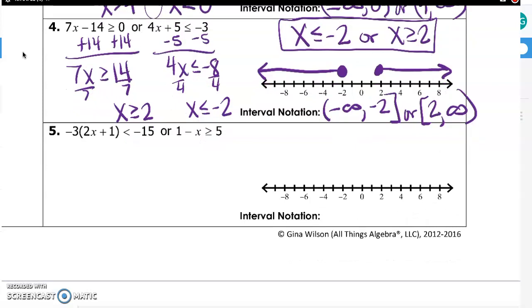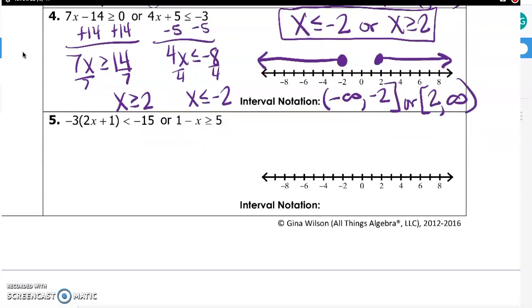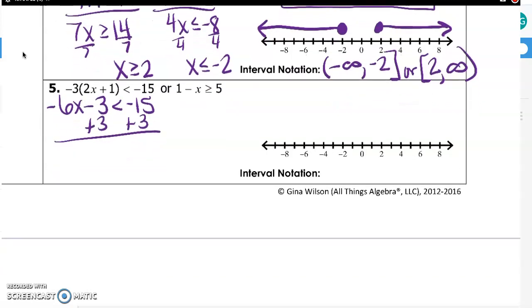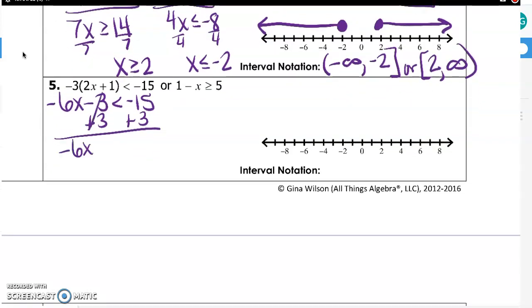And finally, number 5. First, we're going to distribute. Negative 6x minus 3 is less than negative 15. Then I add 3 to both sides. Negative 6x is less than negative 12. Divide by negative 6. Since we divided by negative, we need to flip the sign. X is greater than 2.